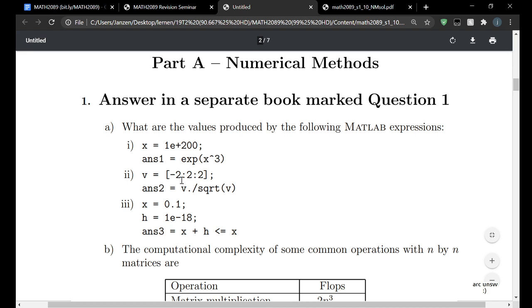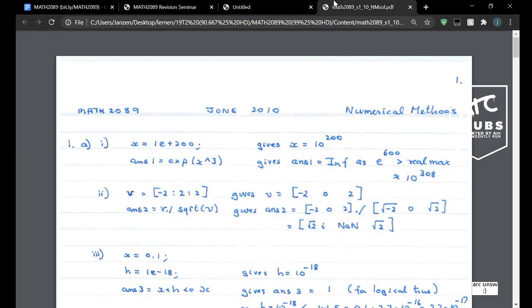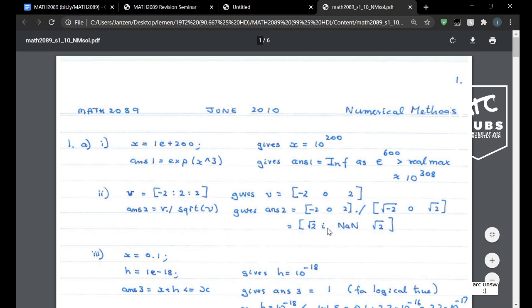Again, this is a vector -2, 0, and 2, and they're doing an element-wise division. So it results in this. But when you divide 0 by 0 in MATLAB, you get NaN. That's why you get something like this. But MATLAB can do complex arithmetic, so you would end up with i in the answer.